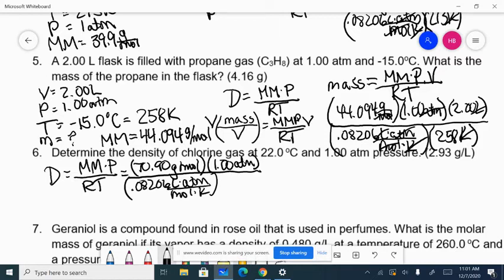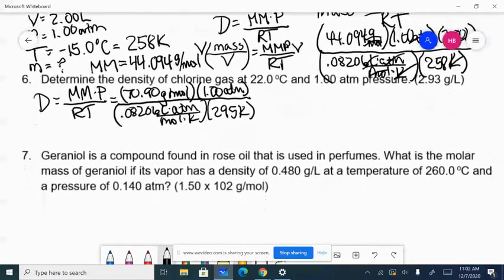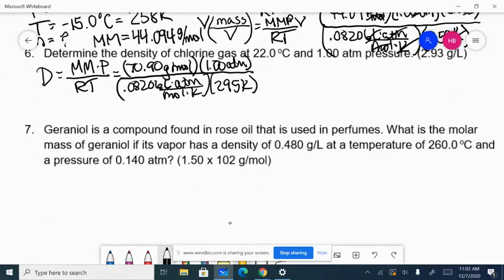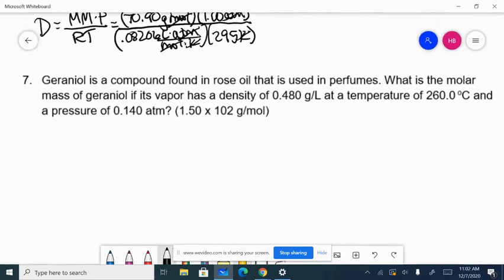And temperature, of course, has to be changed to Kelvin every single time, 4295. K's cancel, atmospheres cancel, moles cancel, and you're left with units of grams per liter. Grams on the top and liters on the bottom is acceptable units for density.